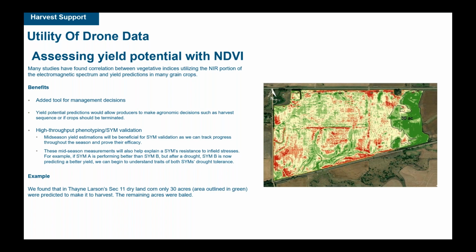Now, this greatly helped that farmer because not only did he reduce the amount of inputs he paid for on the part that he baled, he didn't do a second round of nitrogen. He didn't have any other inputs. He was able to bale that off and sell it, but then focus inputs on the part where we had really good water holding capacity in the soil, making sure that 30 acres made it to harvest.